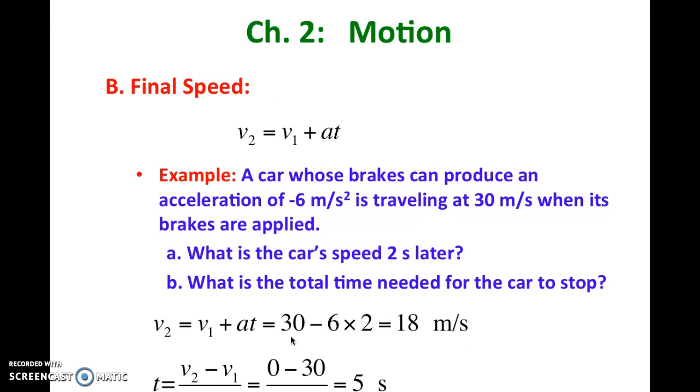The acceleration formula can be simply reformed as the final speed formula: v2 equals initial speed v1 plus acceleration a times time t. So this is the final speed formula. It is derived from the acceleration formula, just reforming the formula. Same formula. Let's do another example.